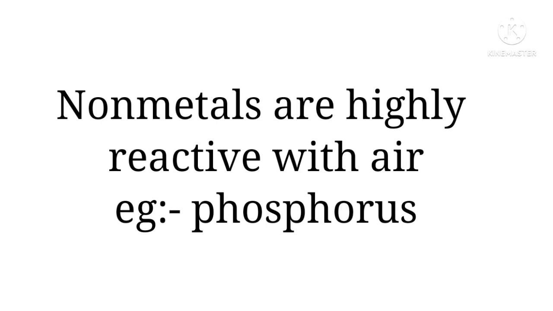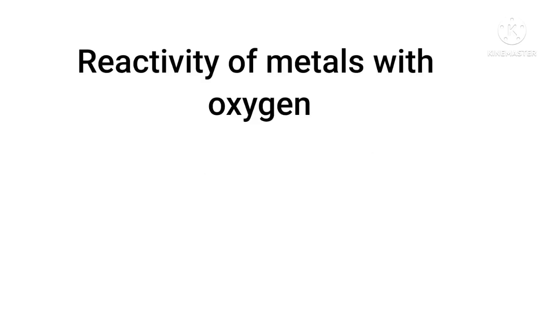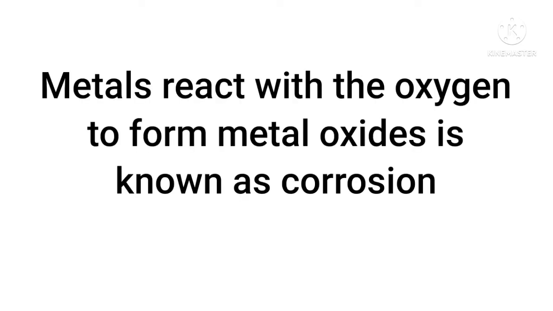Next is reactivity of metals with oxygen. This process is also called oxidation. When metals react with oxygen, they form metal oxides. We have different names for this oxidation of metals. One is rusting, another is tarnishing. These are the names given to metals undergoing oxidation. This is also called corrosion. When metals come in contact with oxygen, they form metal oxides. The metal will undergo corrosion.